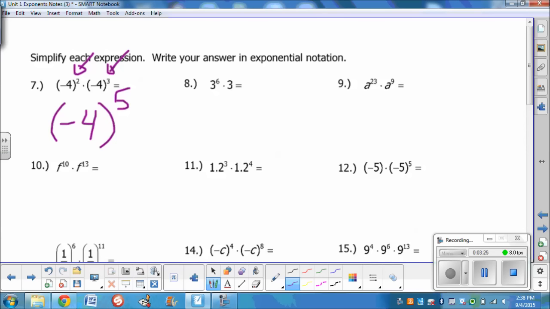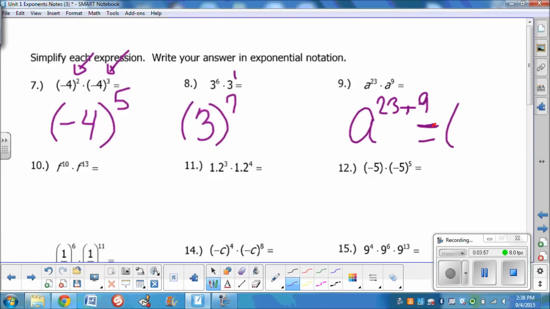Same base. Number 8, 3 to the 6th times 3. What's the exponent on that 3 there? That's a 1. So my base, I'm going to put it in parentheses, is 3 to the 6 plus 1, which is 7. a to the 23rd times a to the 9th is a to the, I'll write this one out, 23 plus 9, which gives me, I'll put that a in parentheses again, a to the 32nd.